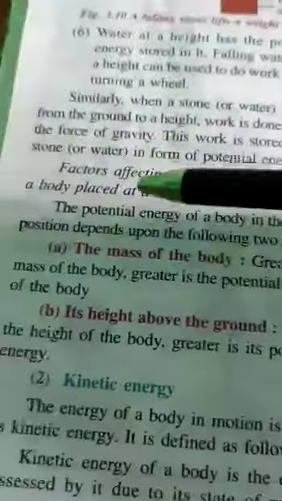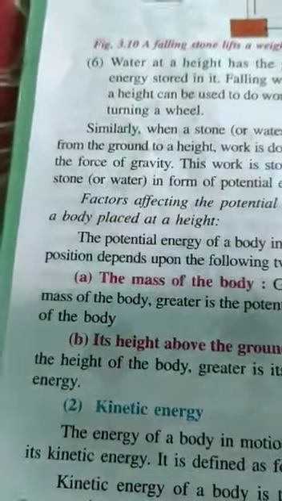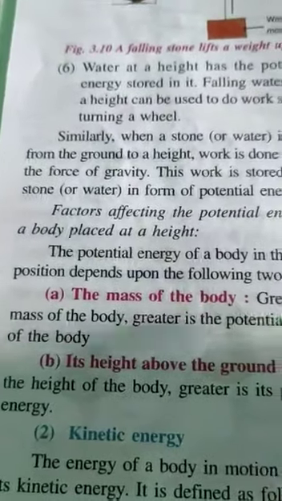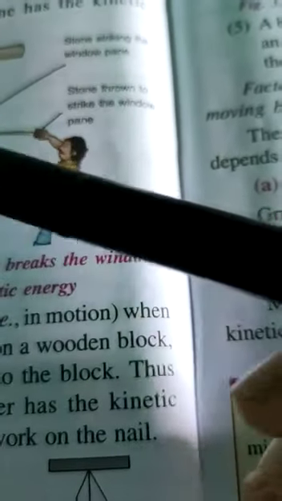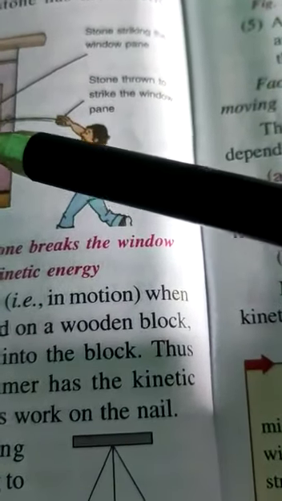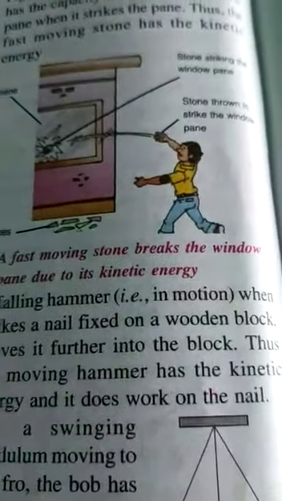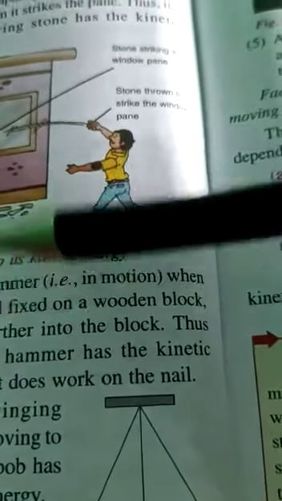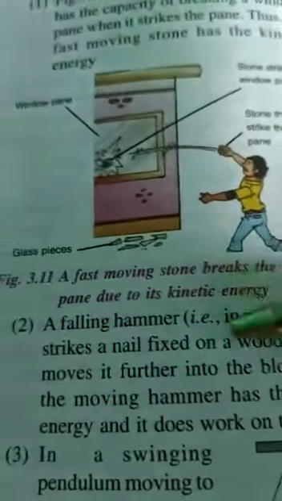So, factors affecting the potential energy of a body placed at a height: the mass of the body and its height above the ground. This is the main factor. Greater the mass of the body, greater is the potential energy, and the higher the height of the body, greater is the potential energy. जितना height ज़्यादा होगा उतना ज़्यादा potential energy. So greater is the height of the body, greater is its potential energy. These two factors remember, children. And kinetic energy already understood.